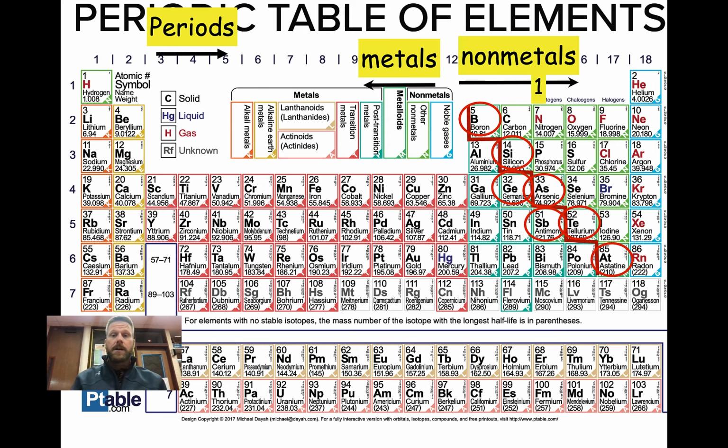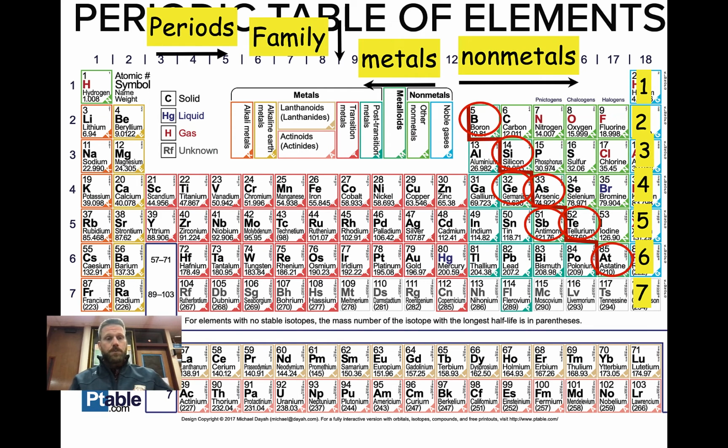Hydrogen and helium make up period 1. Lithium starts period 2. Period 2 ends with neon. Sodium to argon is period 3. Potassium all the way to krypton is period 4. Rubidium to xenon is period 5. Cesium all the way through radon is period 6. And francium all the way through oganesson is period 7.